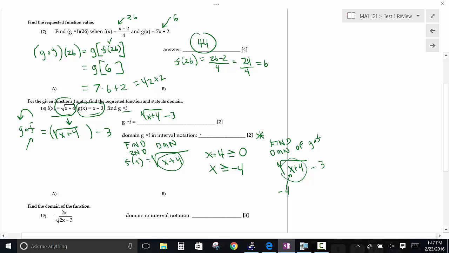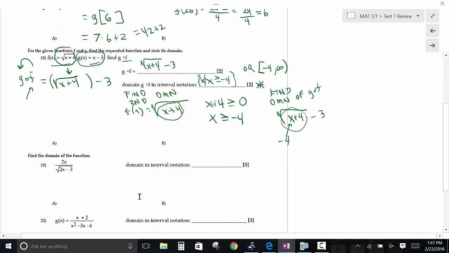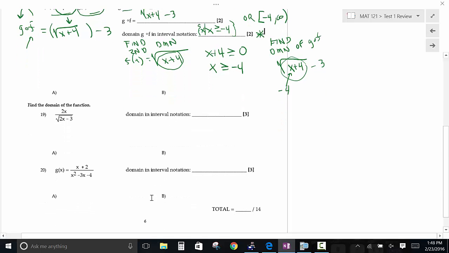So for the domain, you could just write it like this: set of x such that x is greater than or equal to negative 4. You can write it in interval notation if you want to. I don't really care which way you do that. If you did interval notation, it's going to be written like that, okay? So that's the idea. That domain is always a little bit of a problem area. Let's do these next two problems, and then I'll pause here, just on domain on this now.